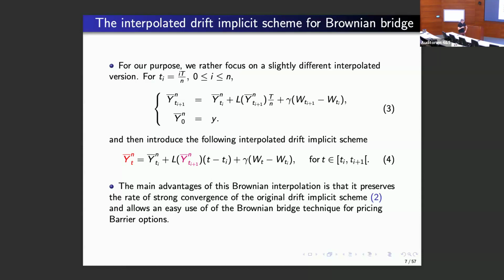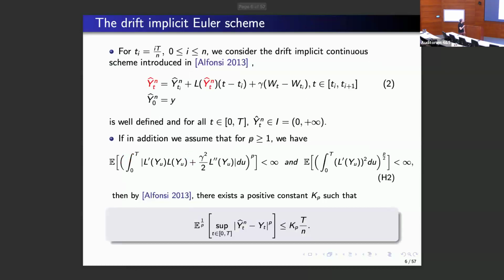So actually, the Alfonsi scheme that I showed you here cannot be applied in the Brownian bridge case, because in the Brownian bridge case, you need to know the points. I mean, it's conditioned on the points in the interval. So you have the Y_{n,t_i} and the Y_{n,t_{i+1}}. So that's why we modified the scheme a bit and we introduced this. So this is, of course, a possible interpolation of the scheme.